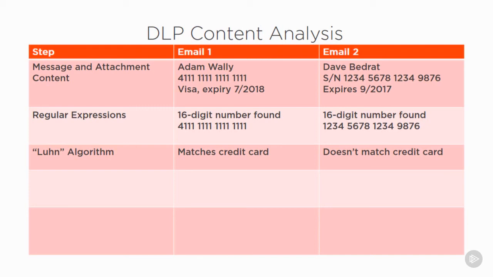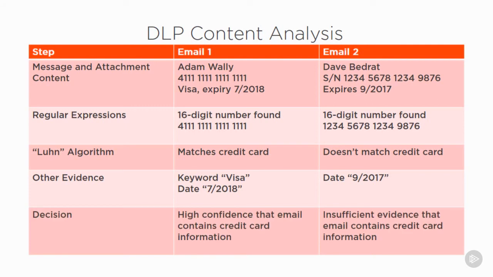The Luhn algorithm will determine whether the number matches a valid credit card pattern or not. Other evidence in the email is also taken into account. On one hand, we have the keyword Visa and a date, and on the other hand, we just have a date. In the end, DLP makes a determination that it has a high enough level of confidence that the data in the first email is a credit card, as opposed to something more harmless like the second email, which has a 16-digit serial number for a product and the date the warranty for that product expires.